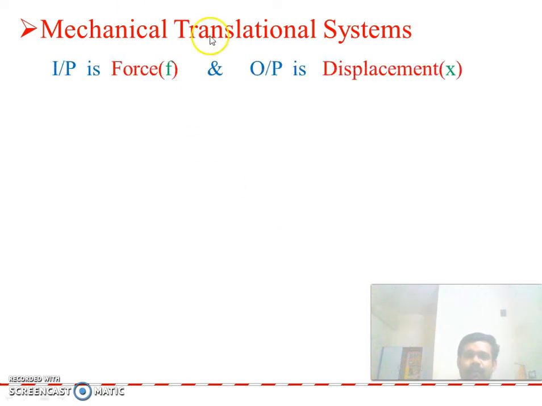First we are going to study the mechanical translational system. In it, the input is the force and the output is the displacement. You apply some force, and due to that force you get some displacement, some movement.